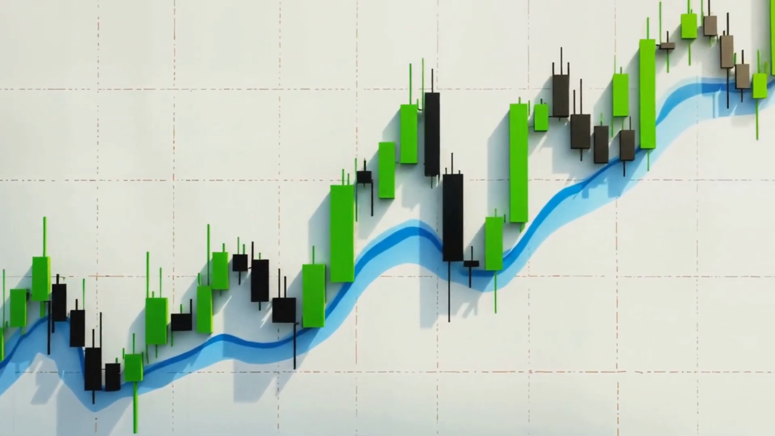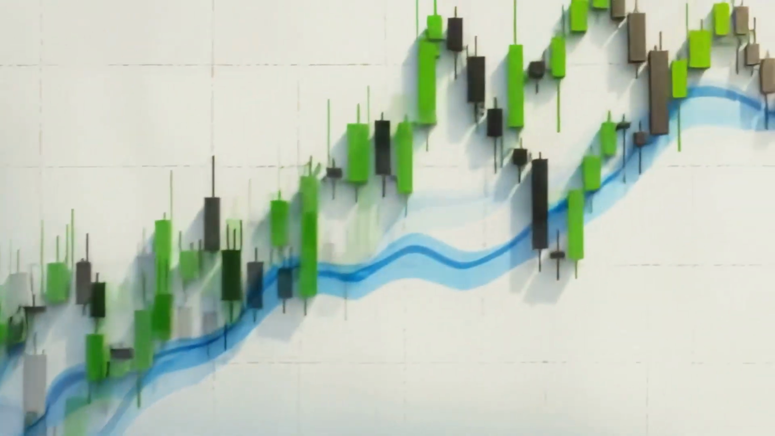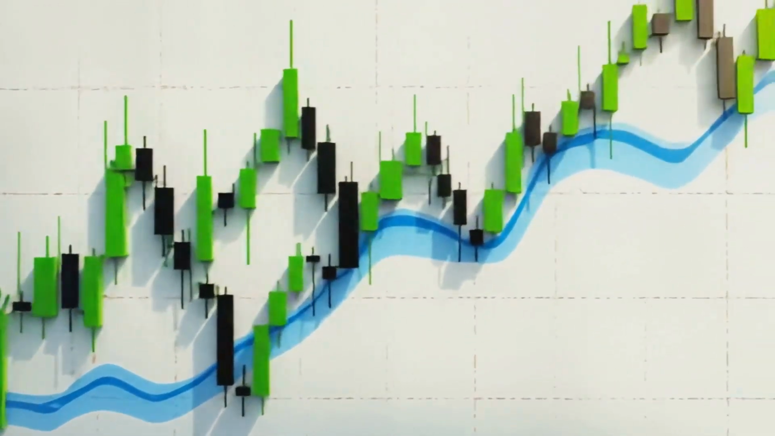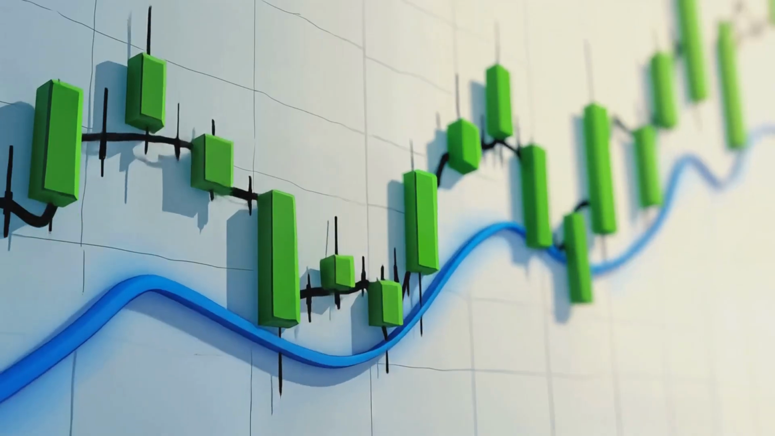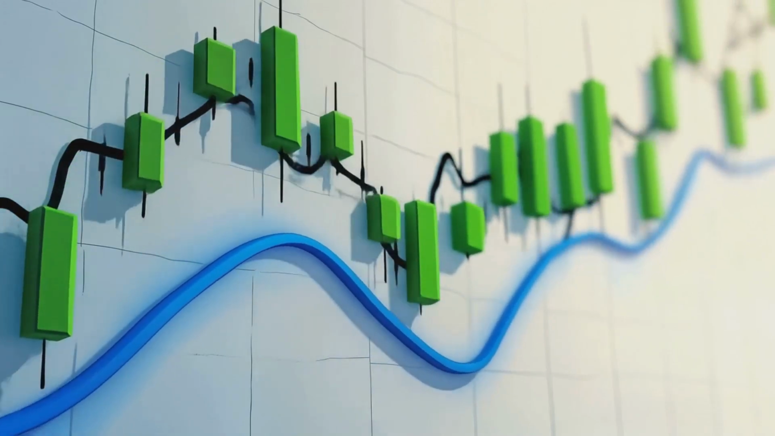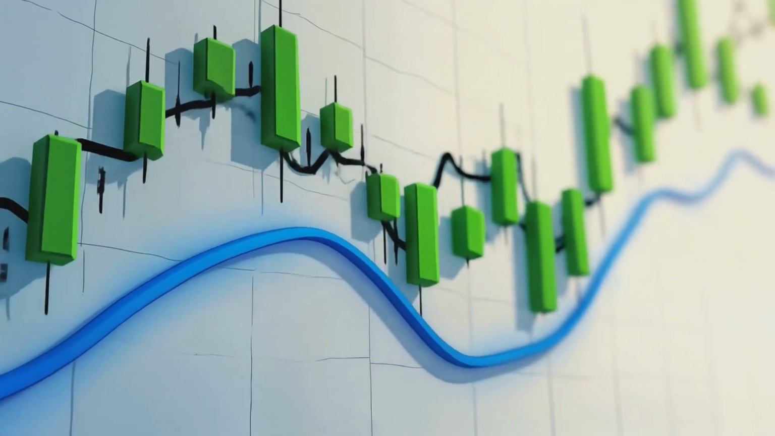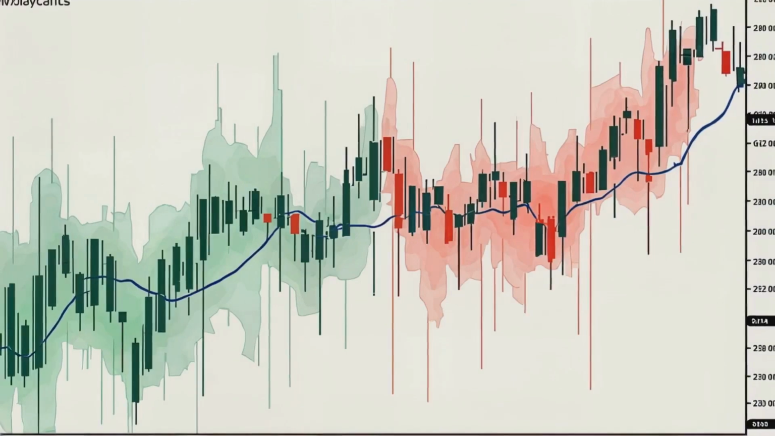Moving averages as dynamic support and resistance. Moving averages also frequently act as dynamic support or resistance levels. In an uptrend, the stock price often finds support at the moving average, bouncing off it and continuing upward.